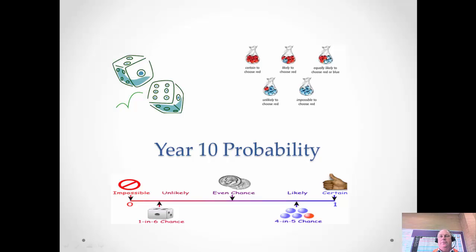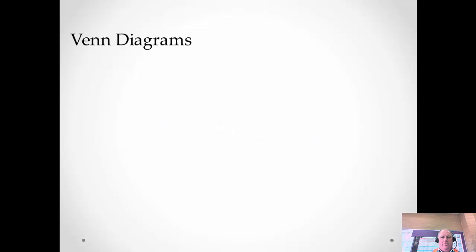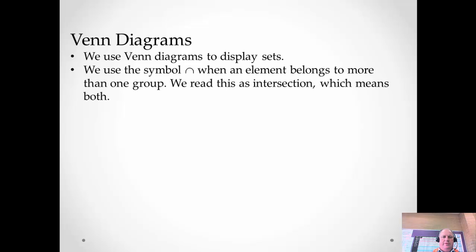This is lesson 2. This is about Venn diagrams. On Venn diagrams, we'll talk about the notation and eventually we'll talk about the addition law. In Venn diagrams, we use these to display sets of information. There's two symbols we need to learn.